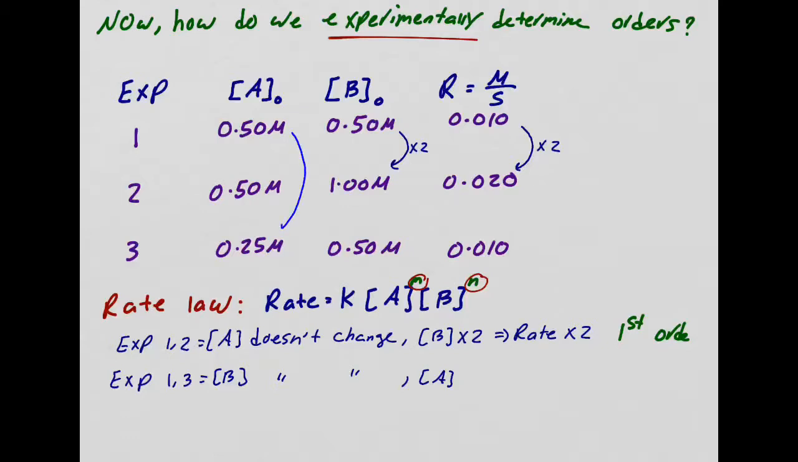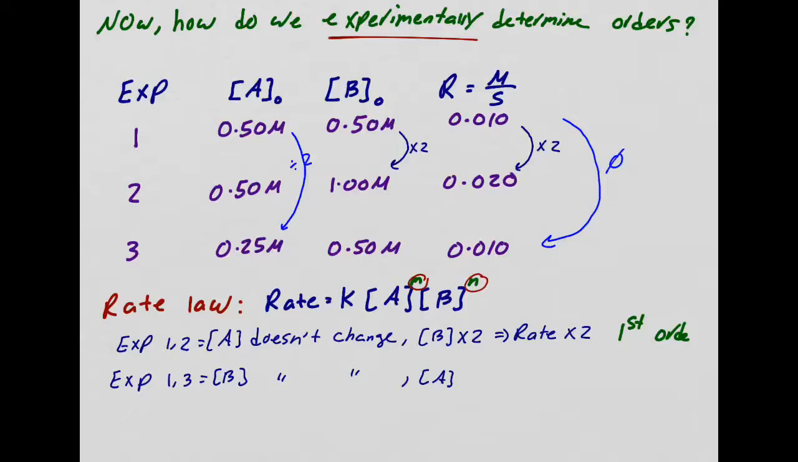It went from 0.5 to 0.25. A went down, divided by 2. It halved. Do you agree? Okay. So again, B remains the same. That's the whole point. So when they halved the concentration of A, what happened to the rate? Nothing happened to the rate. Isn't that interesting? Nothing happened to the rate.